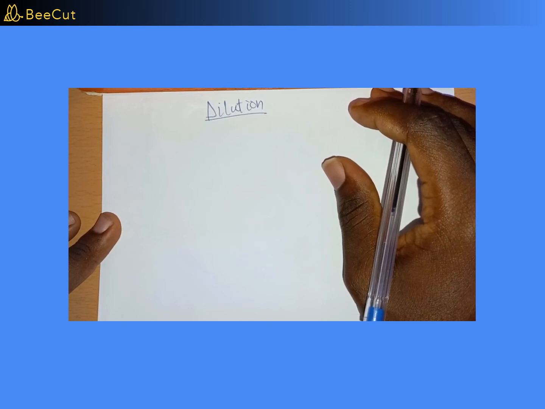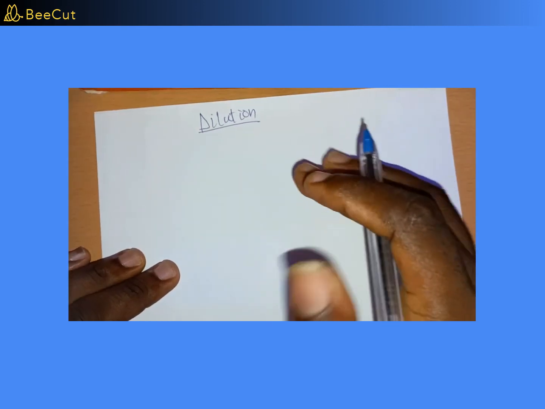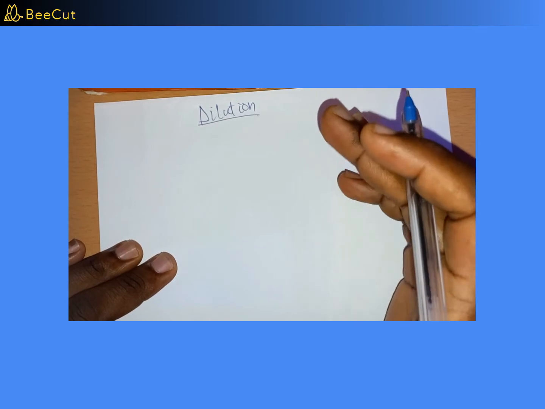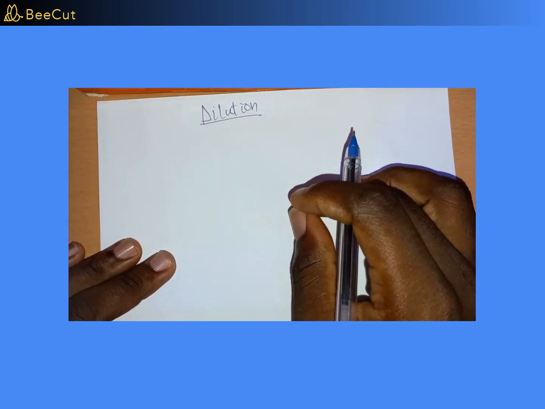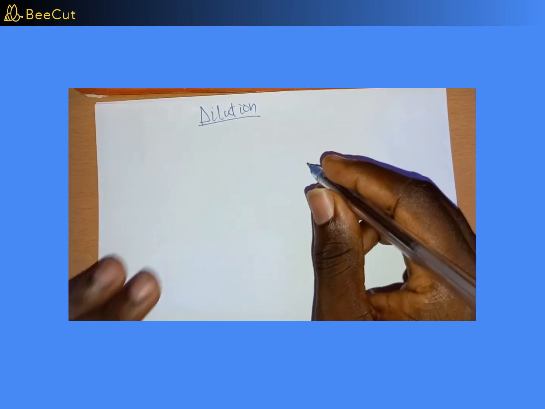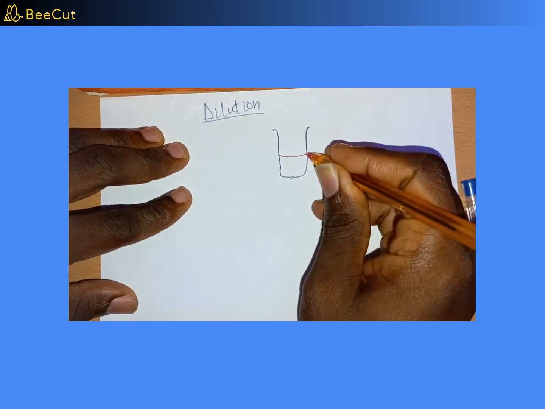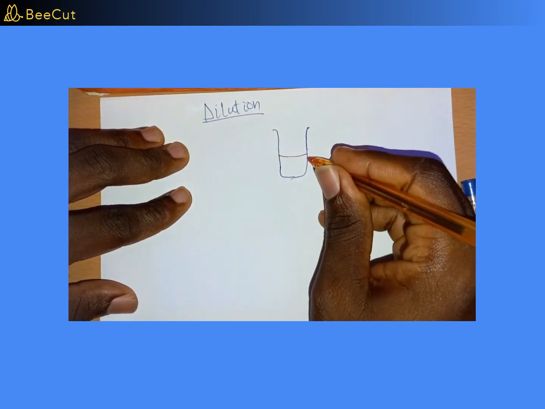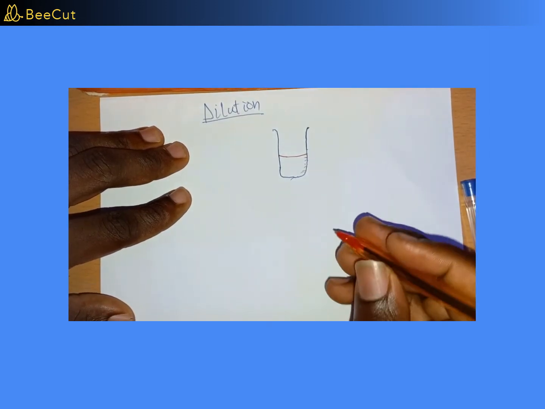What do we mean by dilution? A dilution of a solution is the addition of solvent to the solution. What do we mean by that? We are going to look at the mathematical expression, but before that, let's look at these analogies to be able to appreciate it very well. Assuming we have a measuring cylinder. This is our measuring cylinder.